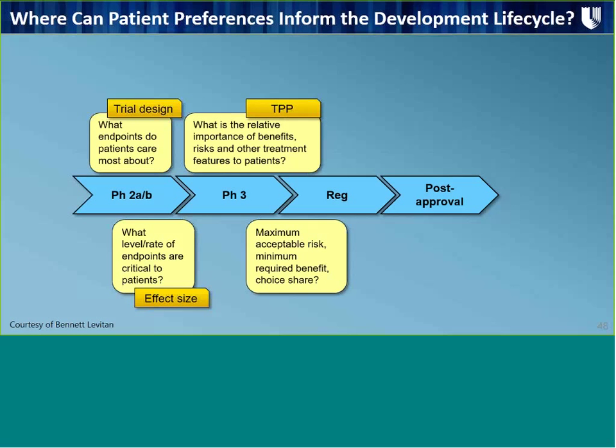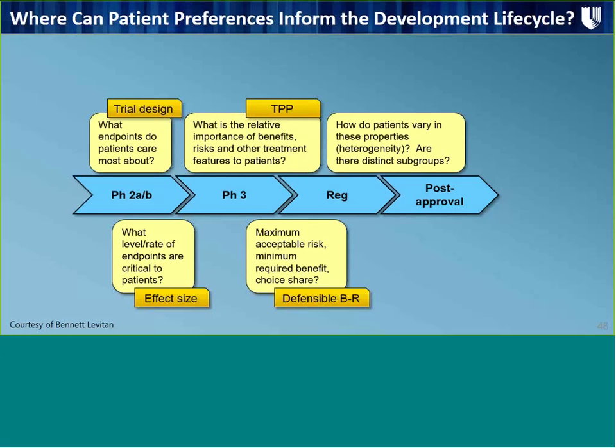In this case, now we're beginning to be interested in questions of maximum acceptable risk, minimum required or acceptable benefit, and choice shares. That is, at least in our study population, if they were offered a particular choice of actual products, what proportion of those products would be chosen. At this point, we are interested in that threshold that Juan Marcos was talking about, which would identify a defensible benefit-risk trade-off.